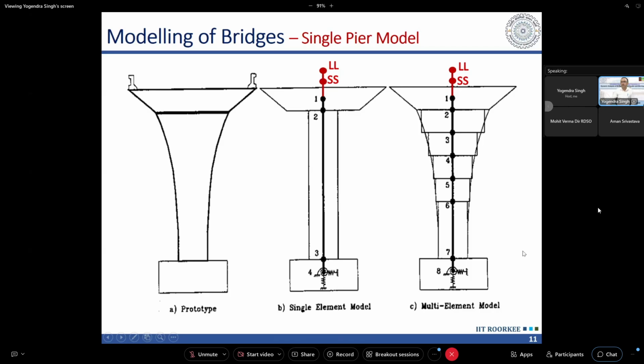So this is what our single pier model is, the simplest model. And here the modeling of the soil is also shown through springs. So soil can be modeled using appropriate springs.